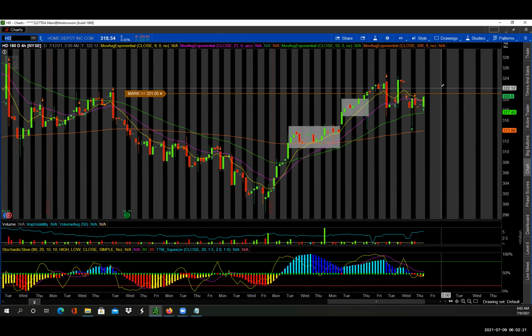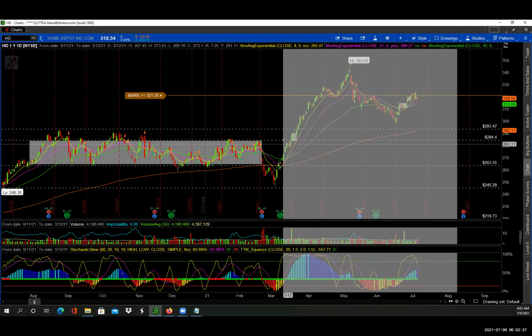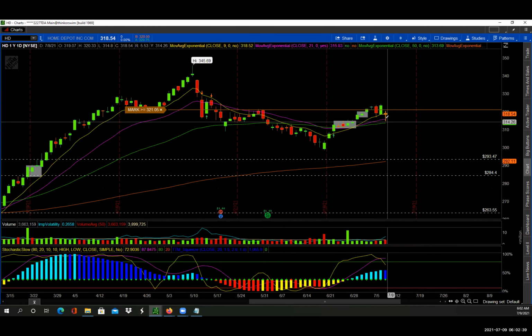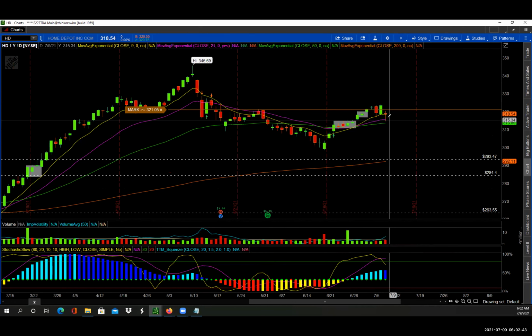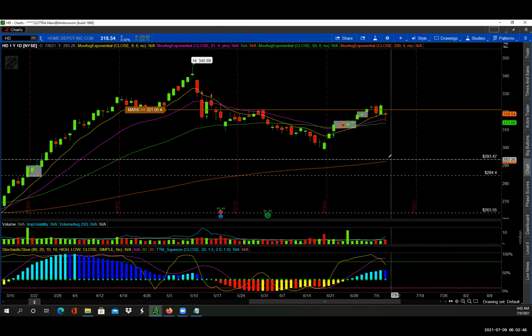HD, look at all this volume stepping in. And yes, we sold off yesterday and we pulled back, but we bounced off our support. I'm still holding my swing, and the reason being is because we're bouncing off the EMAs. The only time that I would get out of my swing is if I see my EMAs cross over.